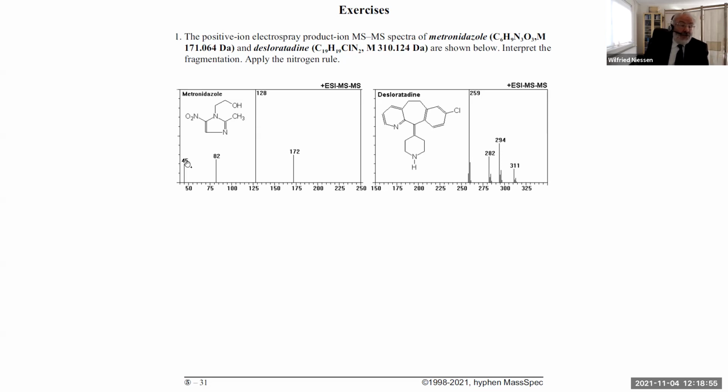And then we can also explain the 45, which is the complementary ion to the 128, because these add up to 173, where the charge resides at the top part. So the same cleavage as we have for the 128, but now with the charge at the top part. Yes, and the whole ring is lost as a neutral loss. Exactly. And then we don't get nitrogens anymore. Okay, good.